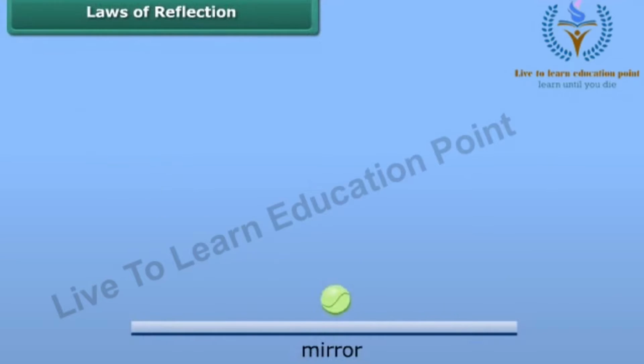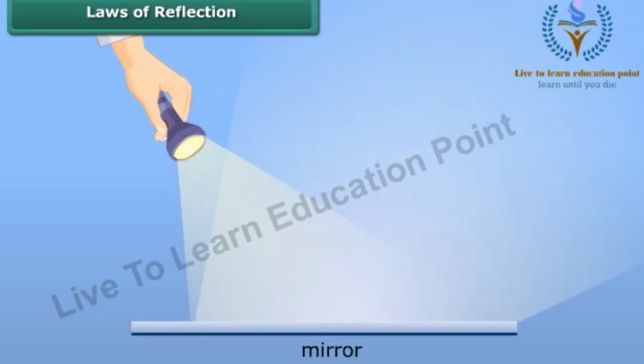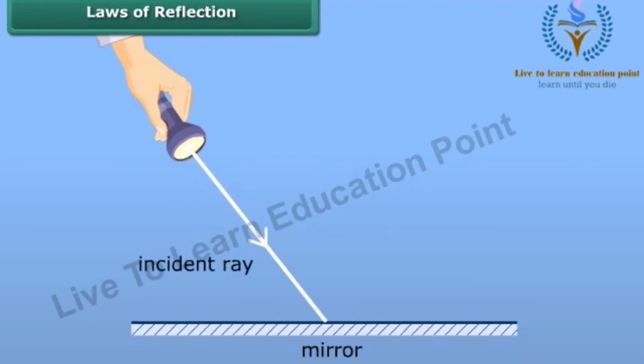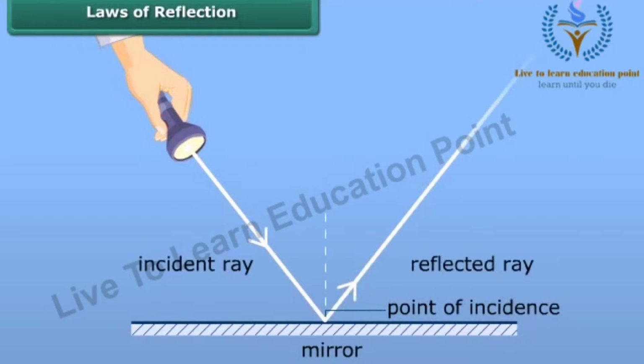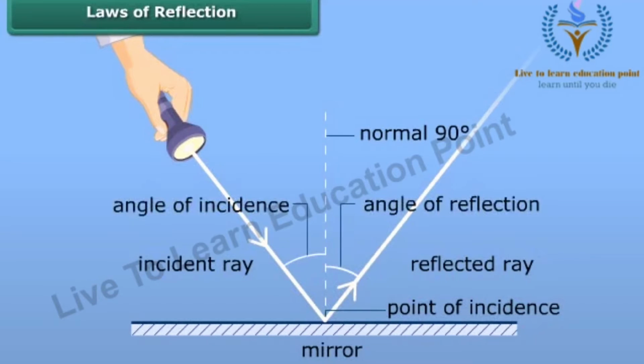Just as a ball bounces off a wall when we hit it, similarly, the light bounces off objects when it strikes it. The most important fact is that the angle at which the light strikes an object is same as the angle at which it gets reflected. Let us study about it in detail.